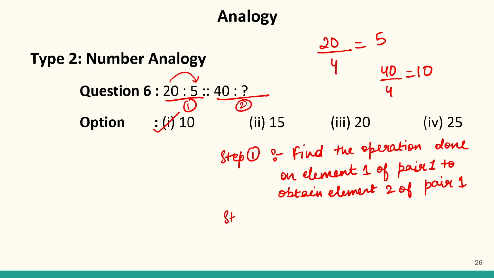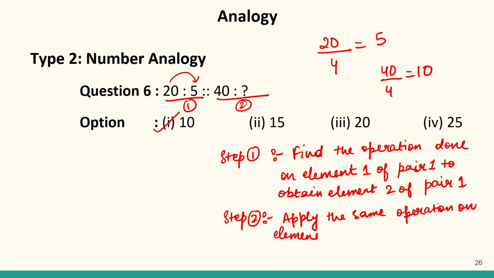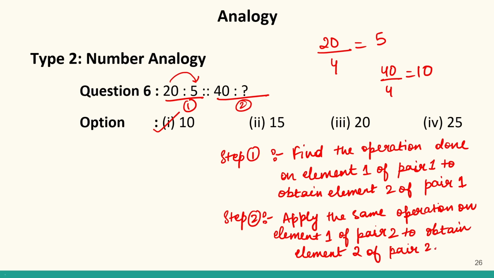Then step 2 is to apply the same operation on element 1 of pair 2 to obtain element 2 of pair 2. Okay, so this is how you solve number analogy.